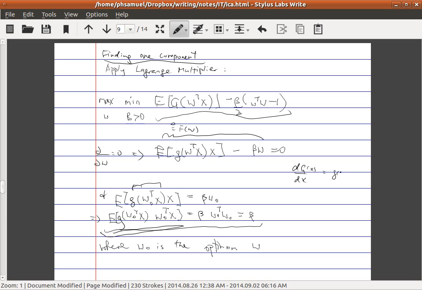dG(x) is equal to g(x). So this g is like the derivative of G here. This is basically the chain rule. We take the derivative of G first, and then take the derivative of w transpose x with respect to w, which gives us x back here. We suppose this thing should be equal to 0 at the optimum, and we call this thing F(w) here.